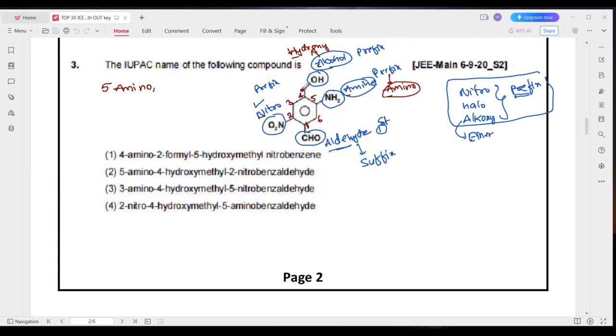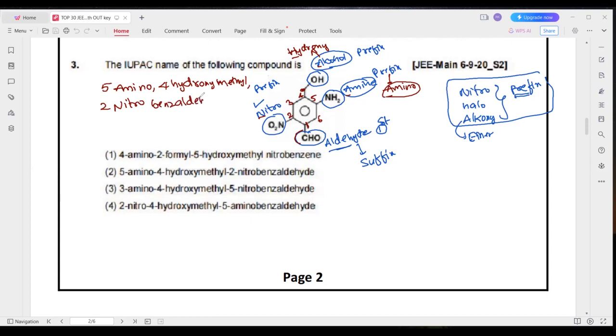Hydroxymethyl. See here, methyl is also there. So 4 hydroxymethyl. Hydroxy is on the methyl group. Okay. Hydroxymethyl. So after H, then N is left over. What is that number? It is second. On the second, it is nitro. So 2 nitro. Then in total, it is a benzene, and benzene we are not counting in the word root, aldehyde. So aldehyde we will write.